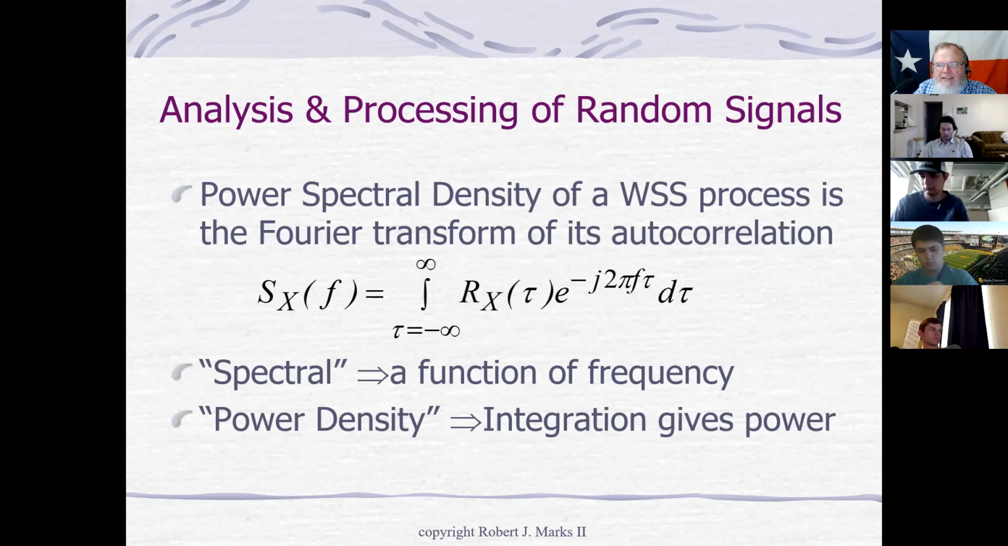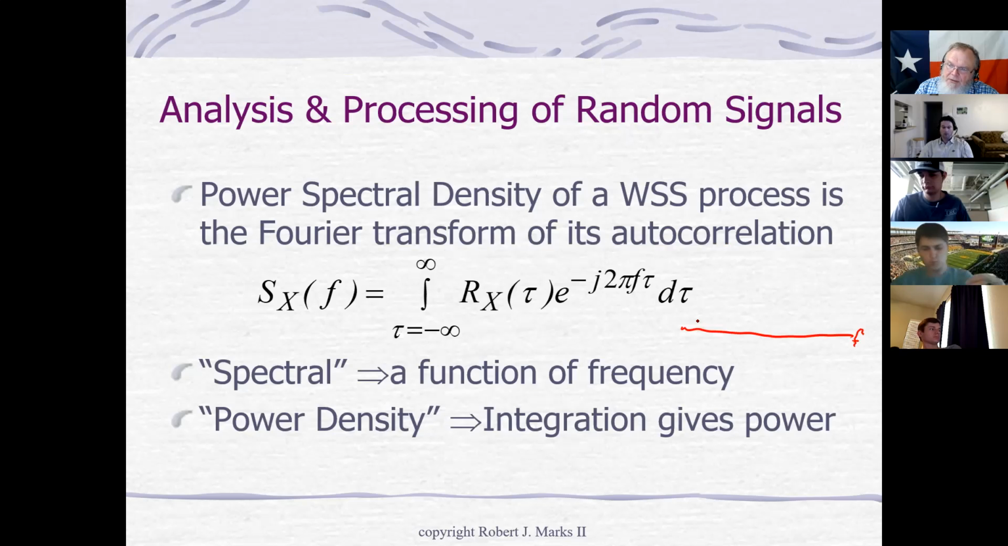The power spectral density has two things in here. It has spectral. So that means that the density function is a function of frequency. The other thing is it's a power density. What is a power density? Well, if you have charge density and you integrate over it, you get charge. If you have probability density and you integrate over it, you get probability. If you have power spectral density and you integrate over it, you get power.